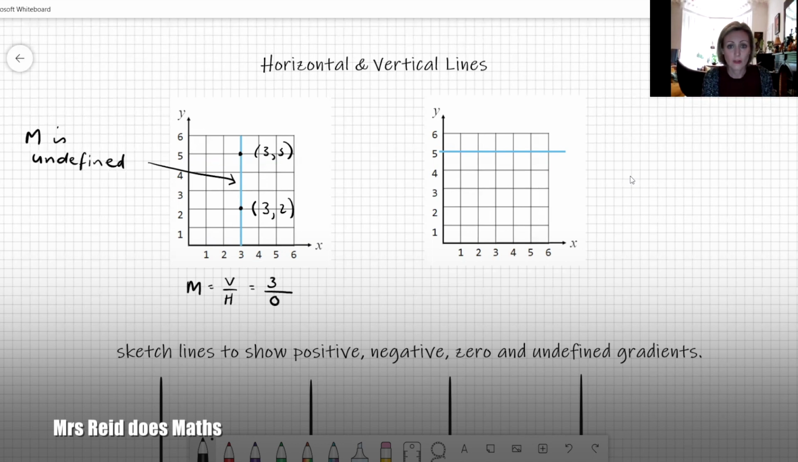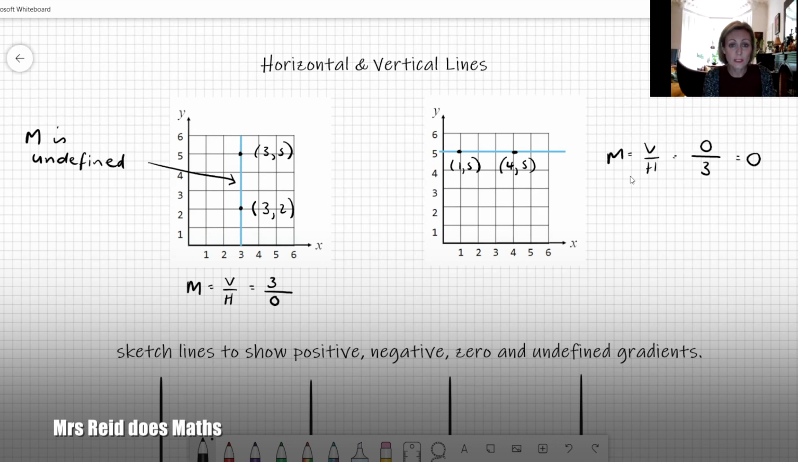And then for a horizontal line, going across the way, if we just take some coordinates there, our first coordinate is 1 across, 5 up, and then 4 across, 5 up. So M is V over H. The vertical change is the up and down change. So it was 5 up and it's still 5 up. So there's no change vertically. But the horizontal change is going from 1 across to 4 across. So that's 3 boxes.